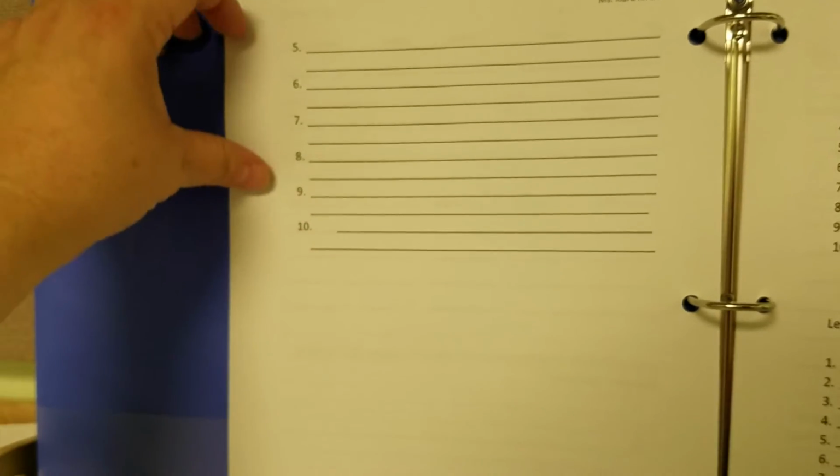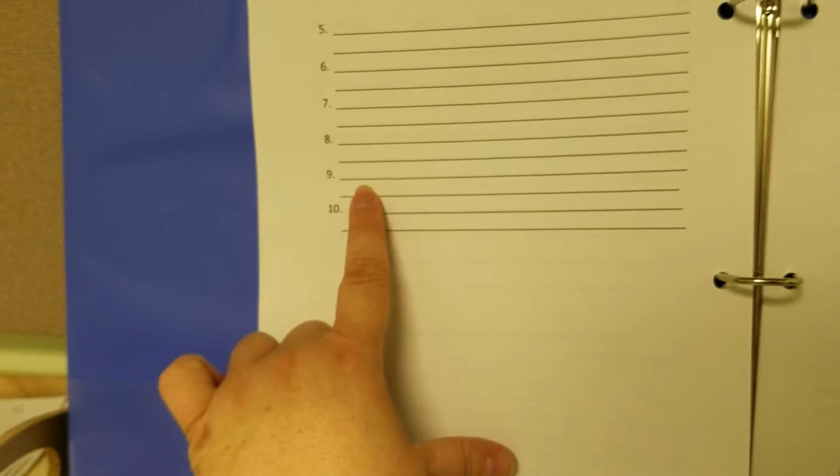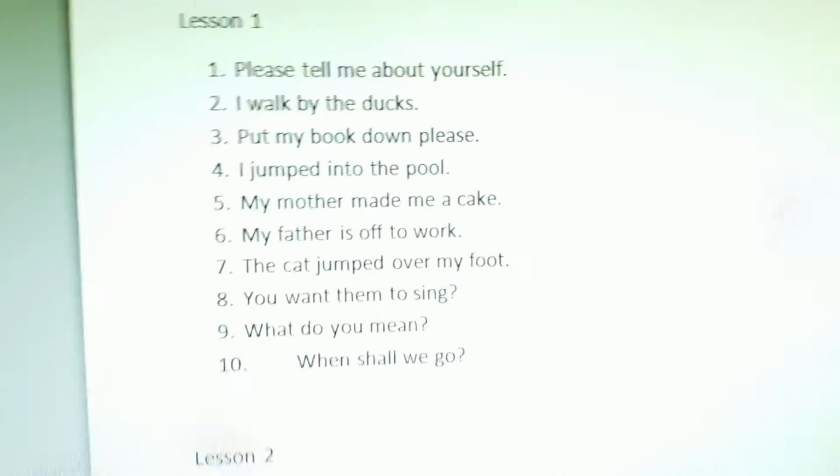Number 9 is another question sentence, and that word is what. What do you mean? One more time for number 9. What do you mean? Number 10, the sentence is going to be your last one for lesson 1, and the word is when. And it's another question. So you're going to begin the sentence with a capital letter and end it with a question mark. When shall we go? One more time for number 10. When shall we go?